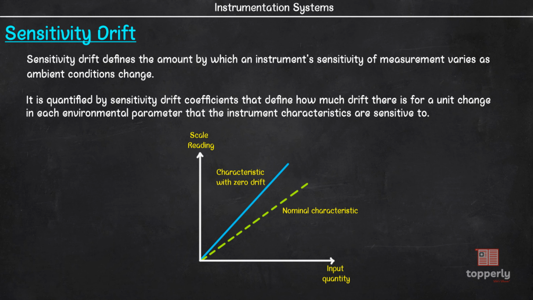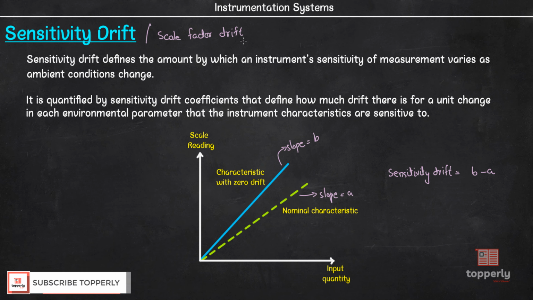Here is a figure that shows the effect of sensitivity drift on the output characteristic of an instrument. The difference between the slopes of two characteristics is the sensitivity drift. That is, the slope of this nominal characteristic is A, and the slope of this characteristic is B, then sensitivity drift is B minus A. Also, another name for sensitivity drift is scale factor drift.